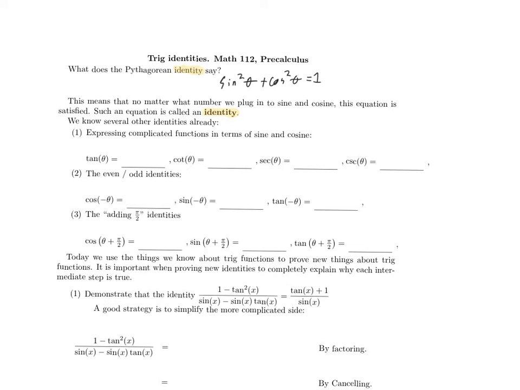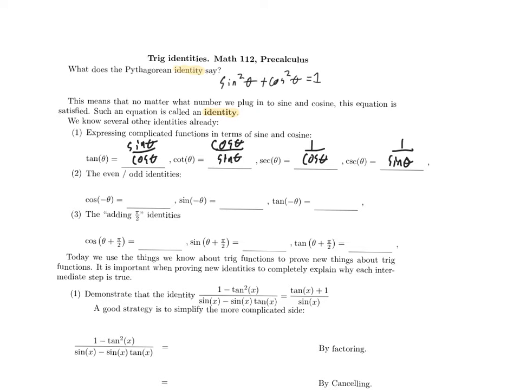So you know some other identities already. You know some things that are always true about trig functions. You know that tangent of theta is always equal to sine theta over cosine theta. You know that cotangent theta is equal to cosine theta over sine theta. You know that secant theta is equal to 1 over cosine theta. You know that cosecant is 1 over sine theta. And you know that those things are true no matter what the angle theta is, I guess as long as it's in an appropriate domain.